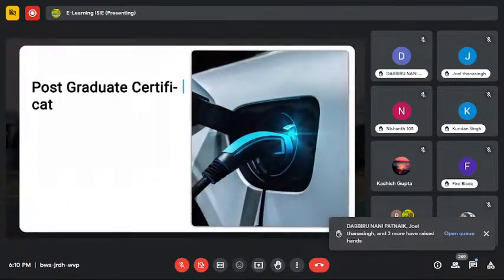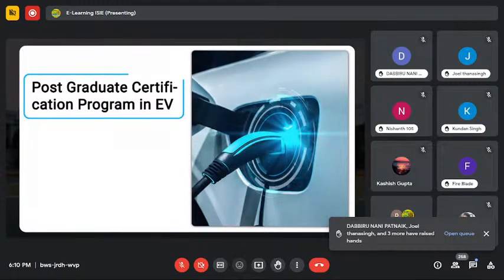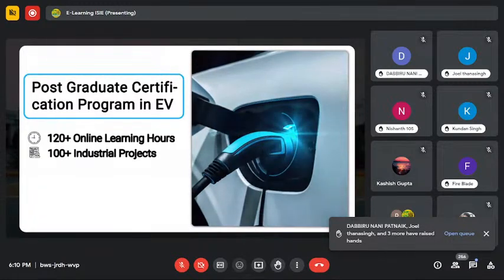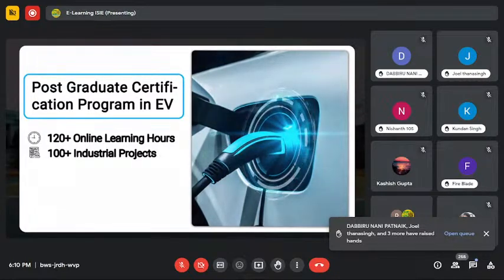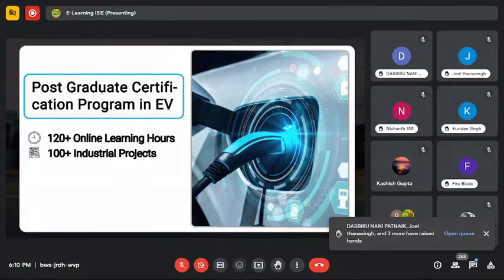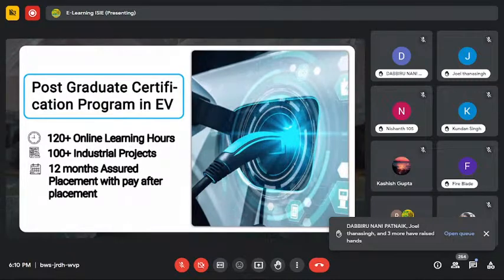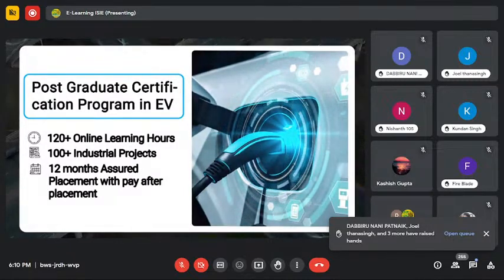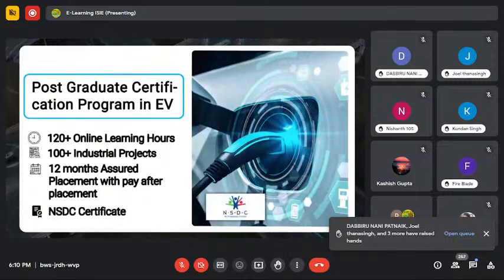Our postgraduate certification program in EV is specially designed for students with 120 plus online learning hours, 100 plus hours of industrial projects and internship, to give exposure to various computational tools for hybrid electric vehicle applications. It is a 12-month assured placement course with pay after placement, thus encouraging learning without financial constraints. The course is globally valid, certified from NSDC, Government of India.